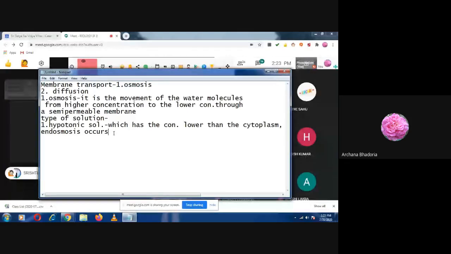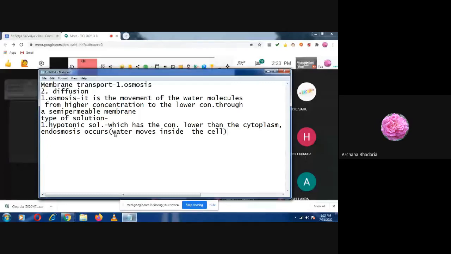Good. Okay, so endosmosis occurs when the cell is placed in a hypotonic solution. You all have understood what is endosmosis? Water moves inside the cell. Understood, everyone? Yes, ma'am.